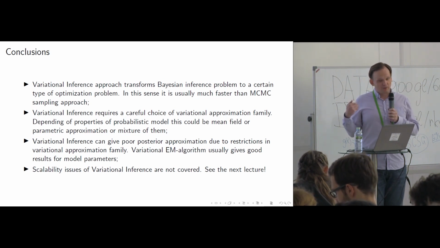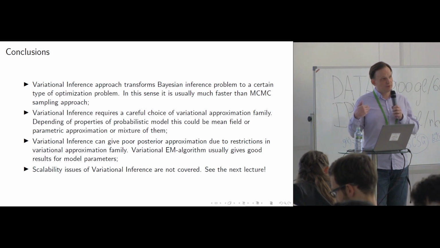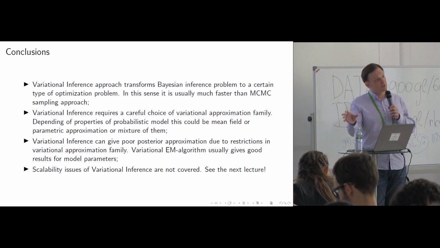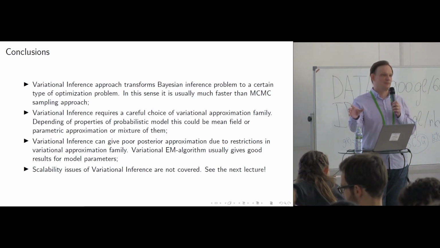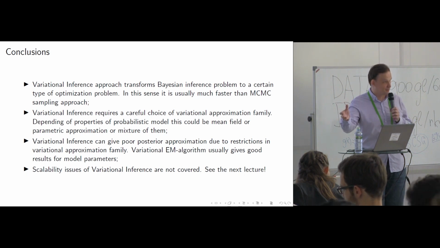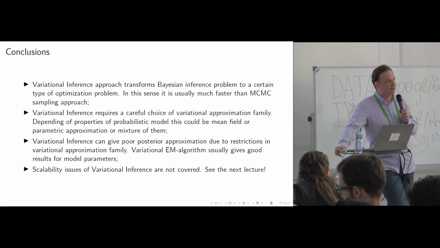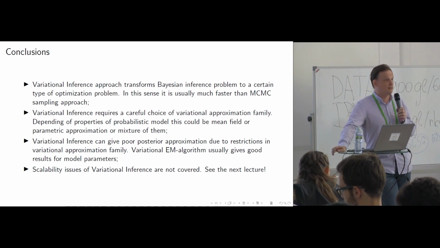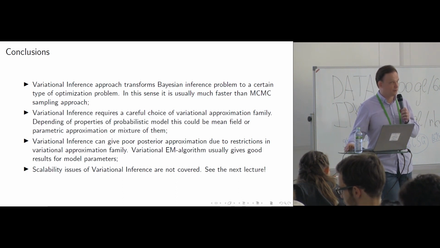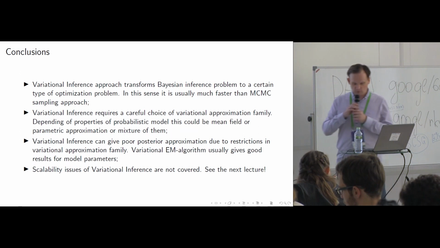So if we transform our Bayesian inference problem in variational inference to an optimization problem, is it possible to transform it not just to an optimization problem, but to some kind of stochastic optimization problem, in a way to use stochastic solvers that are usually very good for big data sets? In some cases, it is really possible, and that is the topic of the next lecture after lunch. Thank you.